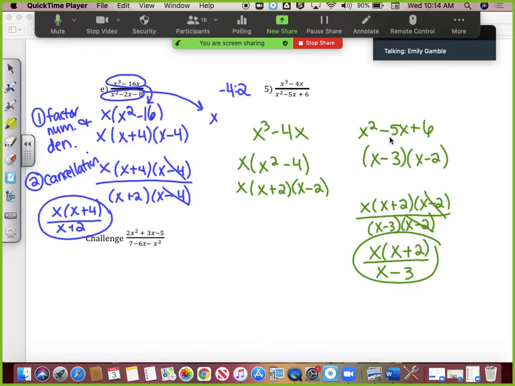And remember, these questions are just asking you to simplify, which is different than what we did before. Before was finding the domain, which would then make the denominator equal to 0. So different questions with the same types of problems.